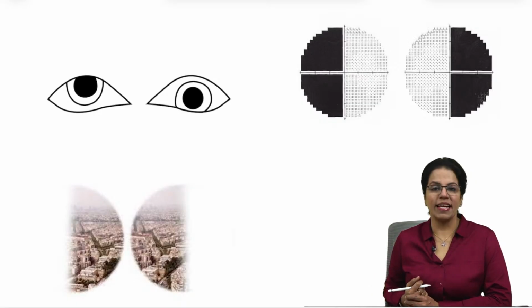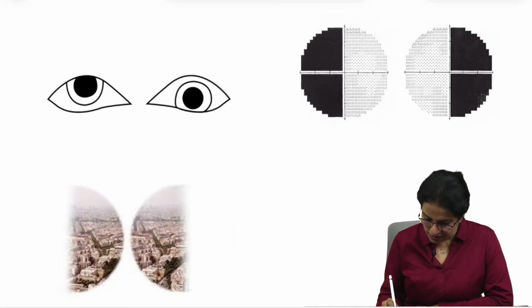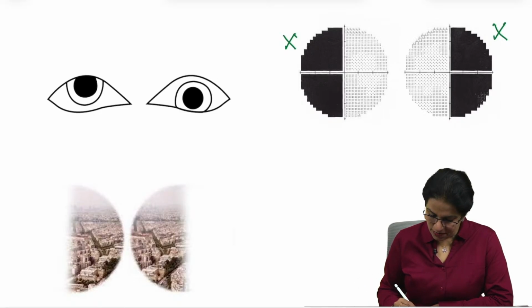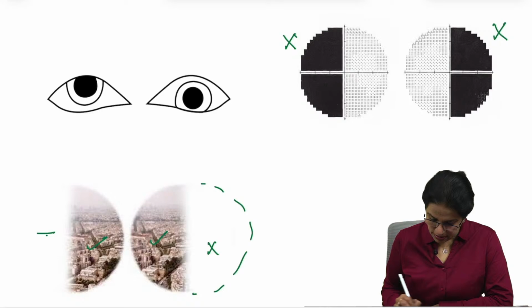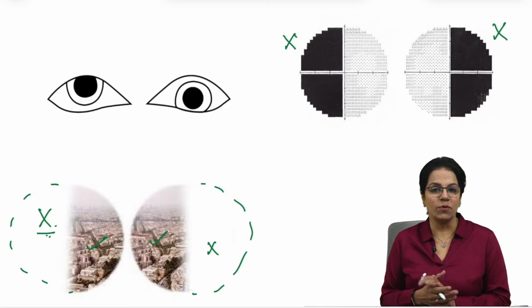Okay, very good, Dr. Light. So you say it's a bitemporal hemianopia. If I see the field, this temporal side is gone. Again, if you look here, the temporal is not there, nasal is there. Again, nasal is there, temporal is not there. Okay? So it's a bitemporal hemianopia.